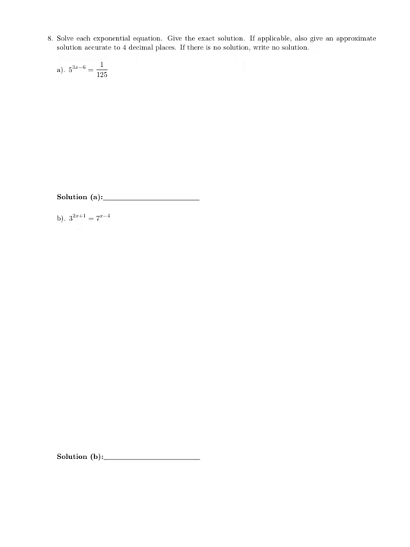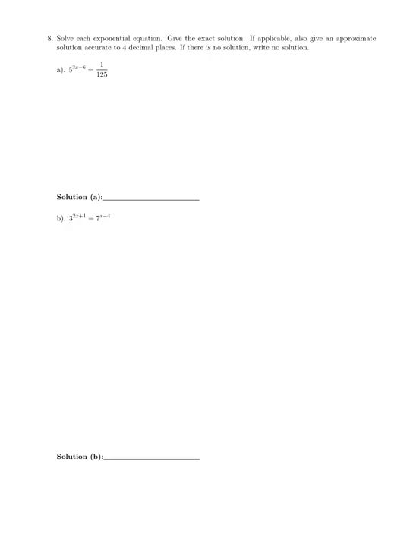Okay, number 8, solve each exponential equation, give the exact solution. If applicable, also give an approximate solution accurate to 4 decimal places. If there is no solution, write no solution. Alright, so let's go with part A. 5 to the 3x minus 6 equals 1 over 125.